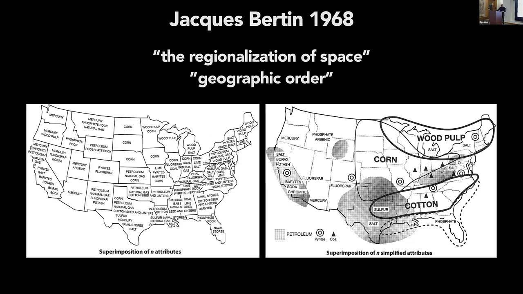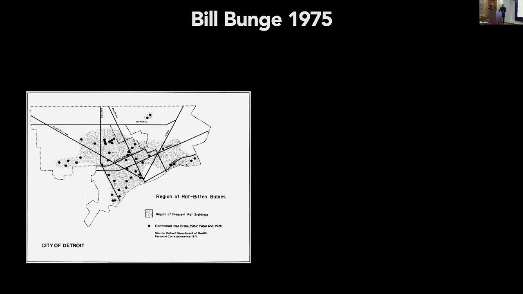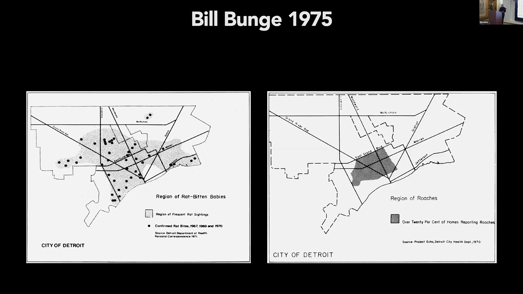Now, Bertin saw this as an essentially apolitical process, but we see the same idea at the same time being invoked even by the far left geographer Bill Bunge for his activist mapping of Detroit. So here is Bunge's map showing Detroit's region of rat-bitten babies. He starts again with points and creates a single homogeneous shape. Here's another one of his. Here, there's no dots at all. This is the region of roaches. And Bunge actually used the very same vocabulary. He said the very first task of mapping, especially mapping that wanted to engage the community, should be regionalization.